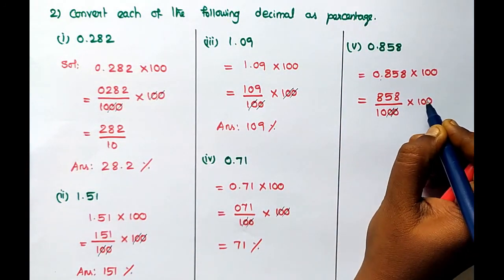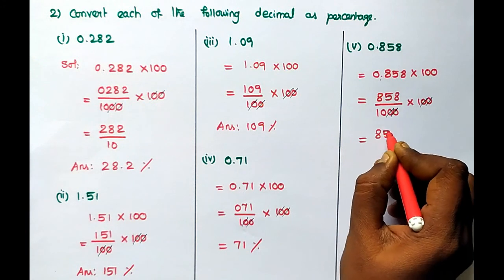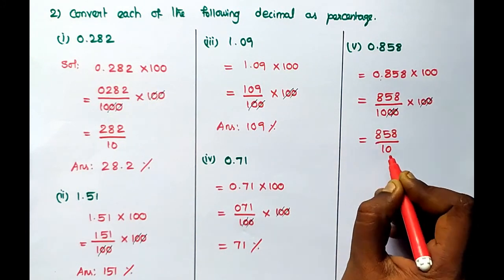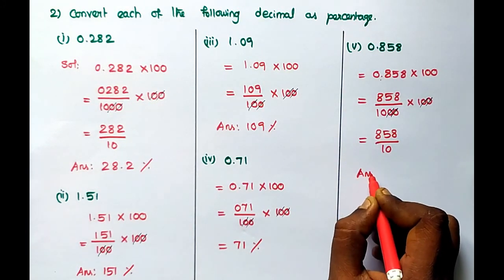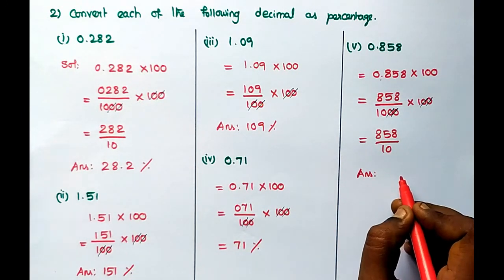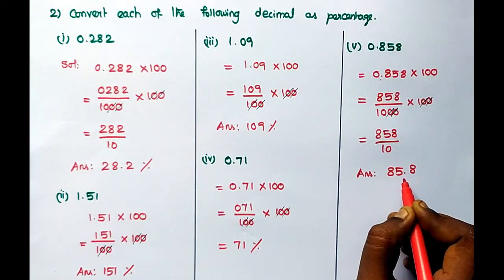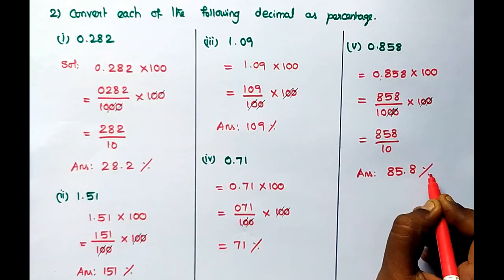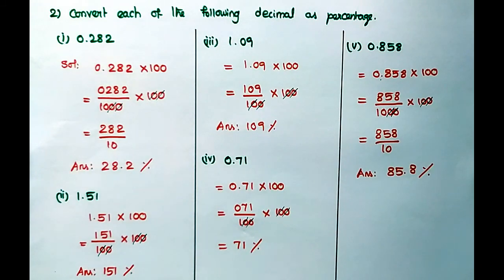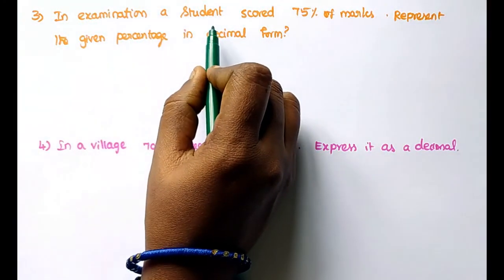Now 2 zeros get cancelled, we get 858 divided by 10. How will you write the answer? In denominator 10 is there, so one digit before we keep the point, so that is 85.8%. That is the answer.